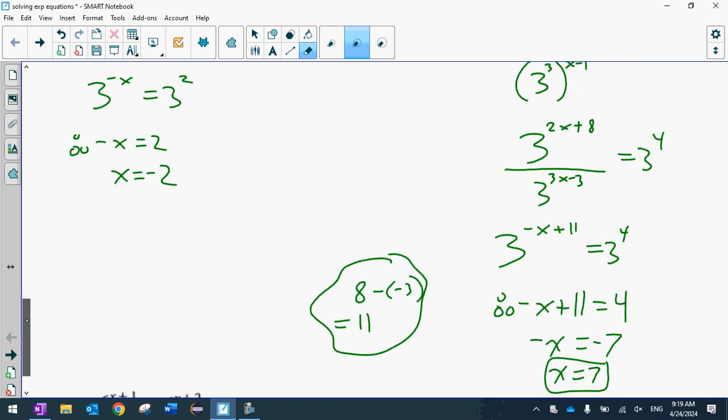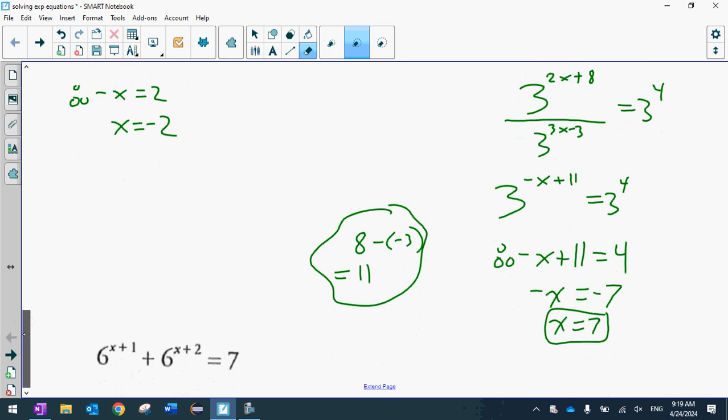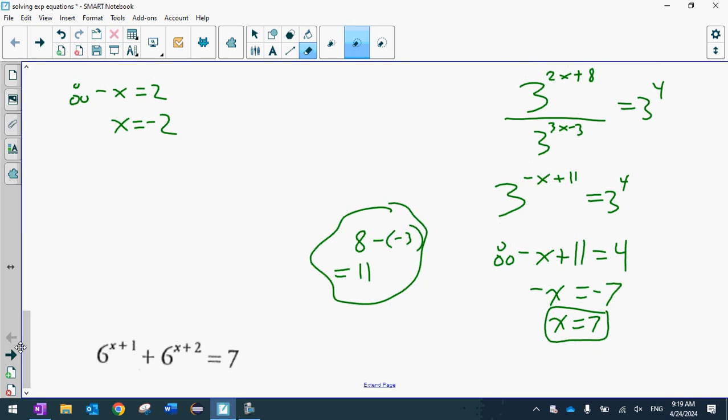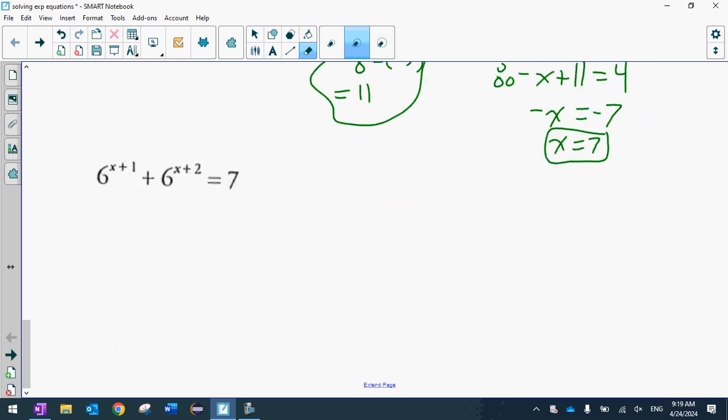Okay, and I've got one more for you to try, or for us to try. And this one, I think you'll find is quite a bit more difficult. 6 to the power of x plus 1 plus 6 to the power of x plus 2 equals 7. Yikes. I mean, we could look at this and start looking at the 6's. Like 7 and 6, they're not powers of anything. Okay, they don't even share any common factors.